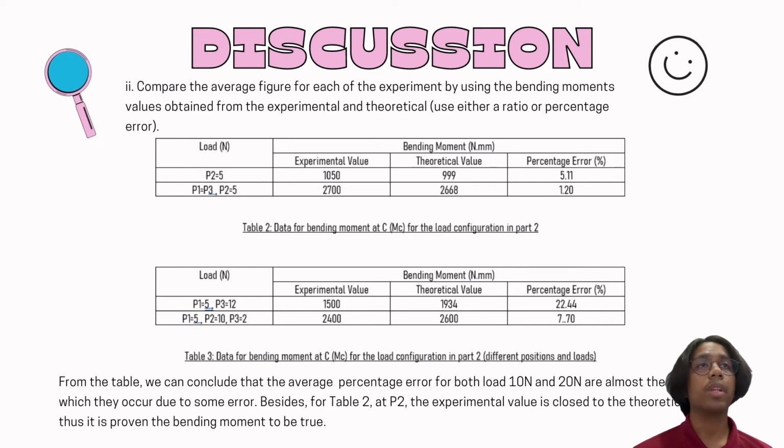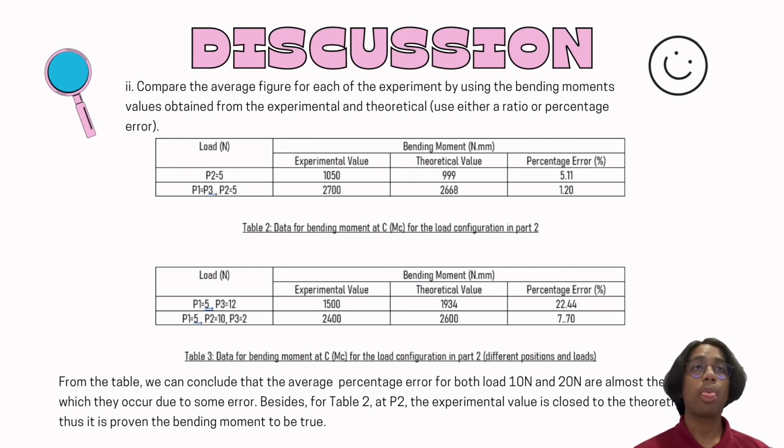Okay, we move on to table 2, and as you can see, for P2 equal to 5, the experimental value we get is 1050. The theoretical value we got is 999, and still using the exact same formula as the slide before, to calculate percentage error, experimental value minus theoretical value, in modulus, divided by theoretical value times 100%, and the percentage error that we get is 5.11.